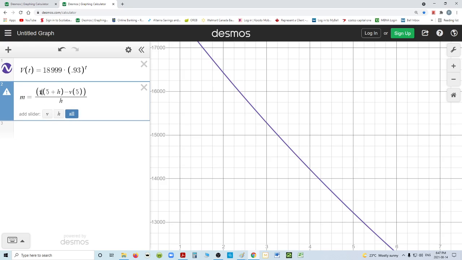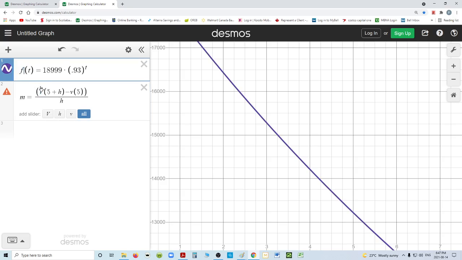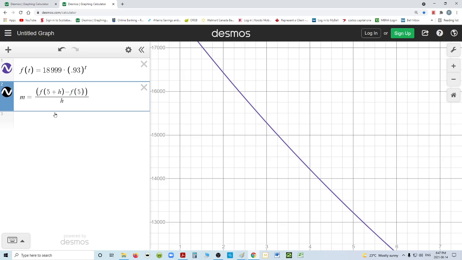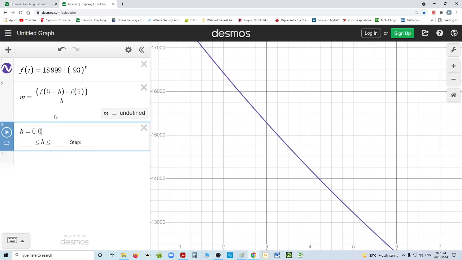And by the way, I have to put in a big V so it knows what I'm talking about. Let's go back to f so it accepts it, and we'll put f there and f there. There we go. Now all I need to do is set my h at something very small. And we can see the car is losing roughly $960 per year. Minus means it's losing, depreciating.